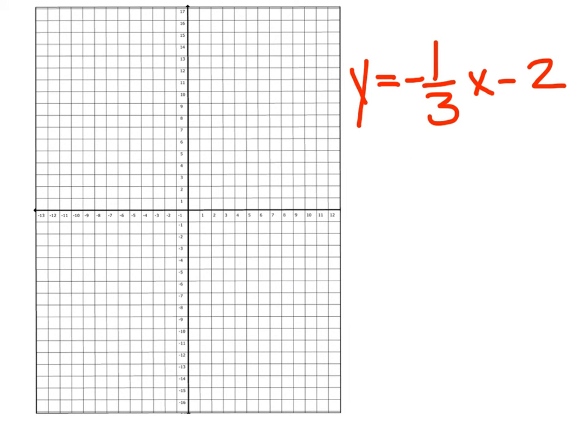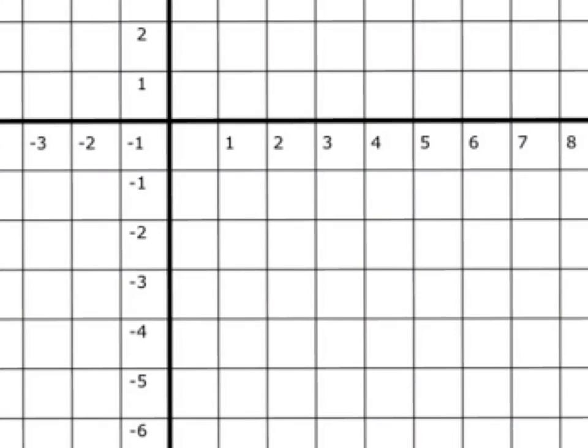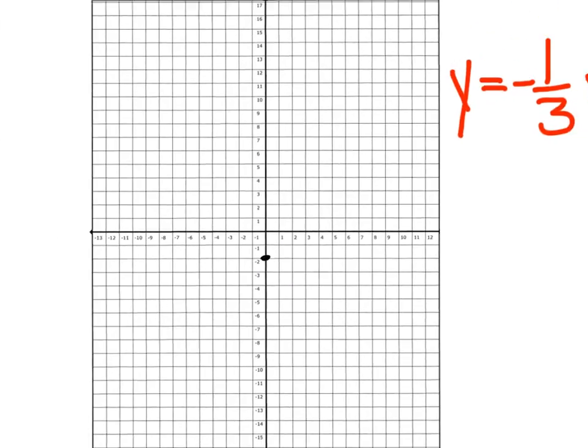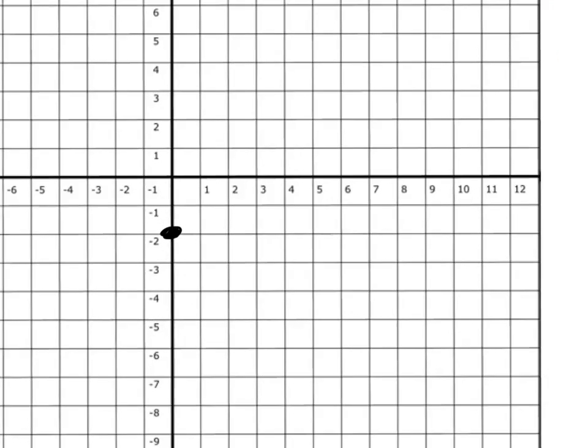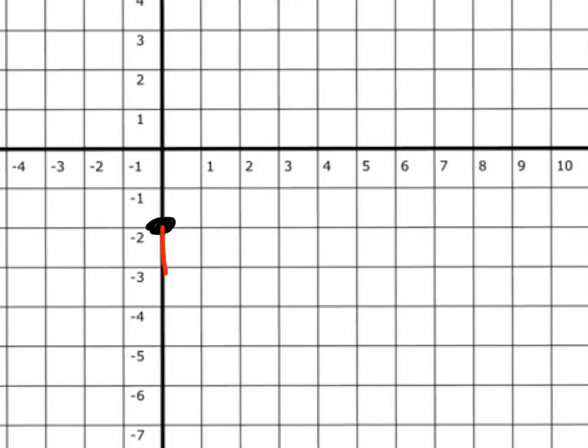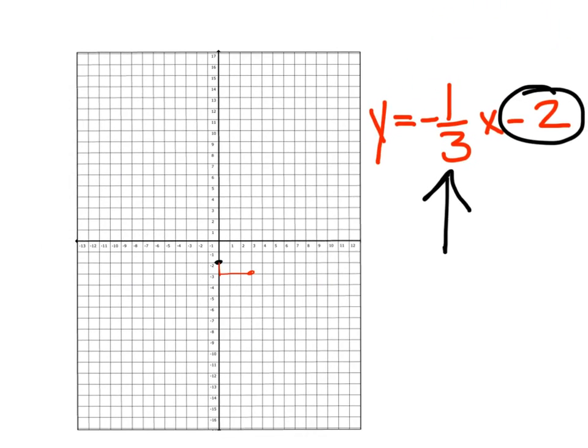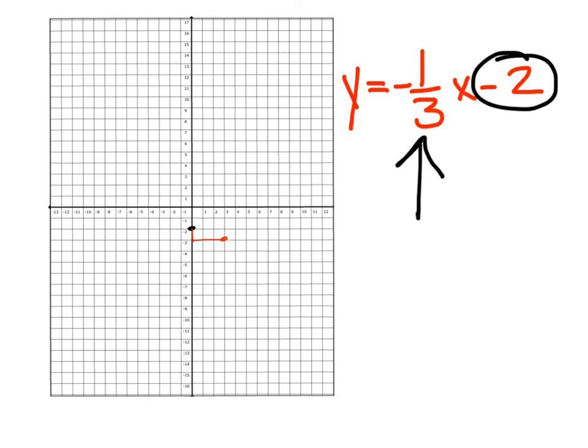To graph this, I look at my y-intercept, which is negative 2, and make a dot here. The slope is a negative 1/3, which comes from here. That means I go down 1 and to the right 3. Make a dot. And then draw the line. It's straight, arrows at either end, and it goes all the way through the graph.